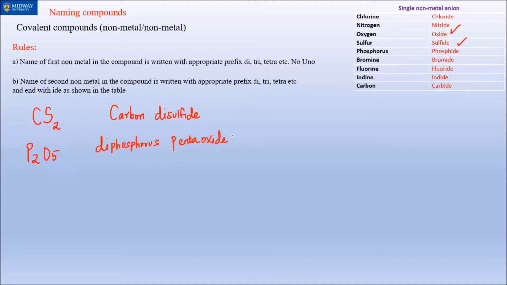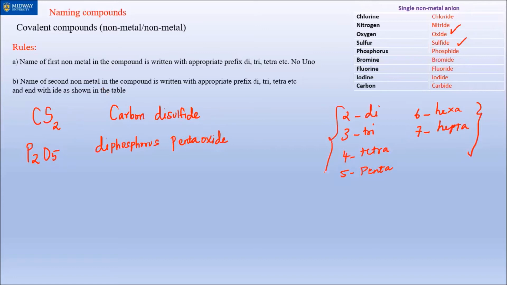So let me write those here. 2 means di, 3 means tri, 4 means tetra, and 5 means penta. You probably don't need more than that. I'll give you one more. So 6 is hexa, and 7 is hepta. That's all you really need, okay? You never would go past 7, at least in those classes. All right, so let's do maybe one more.